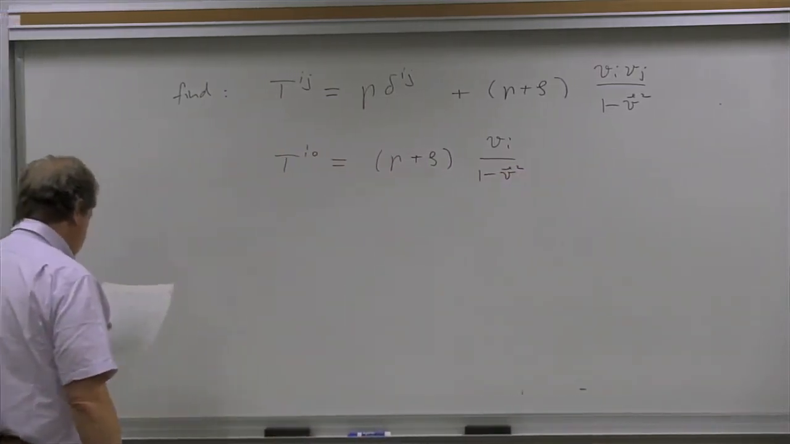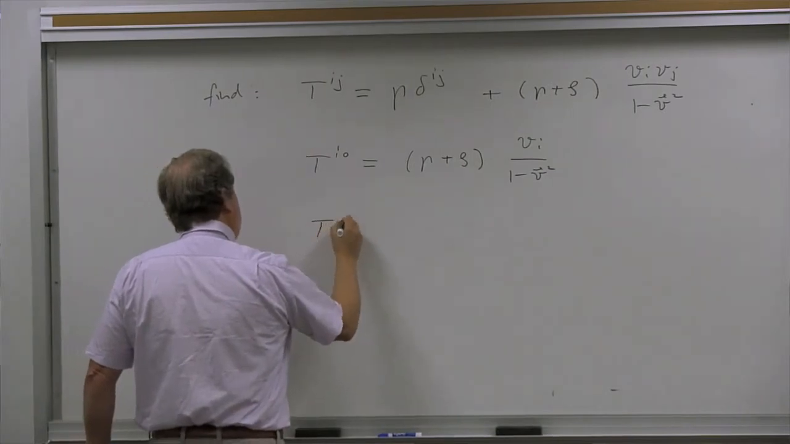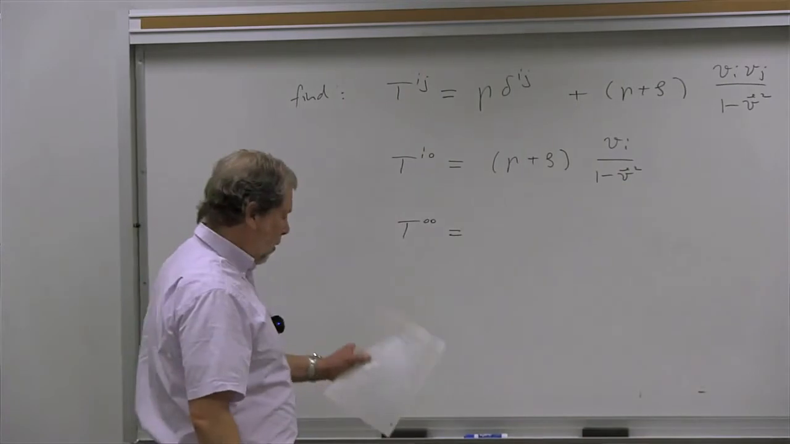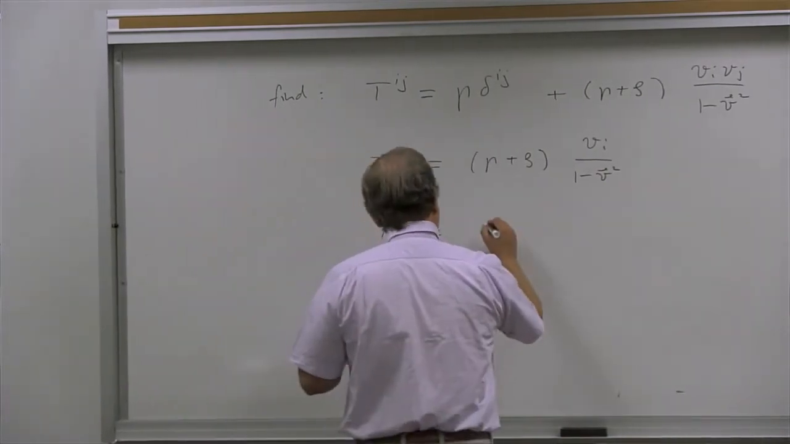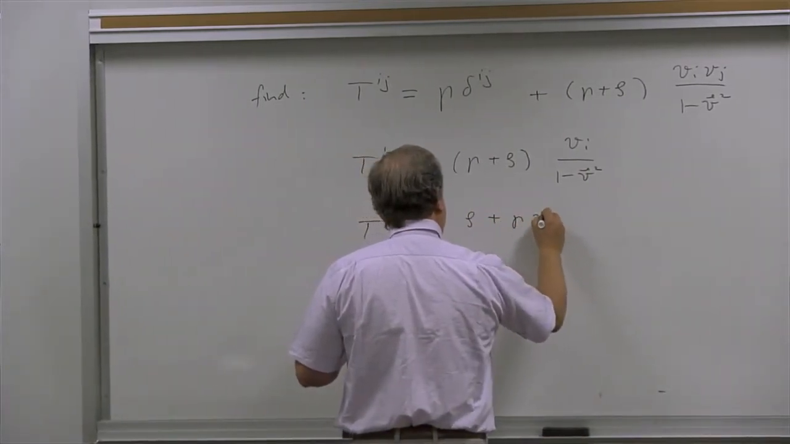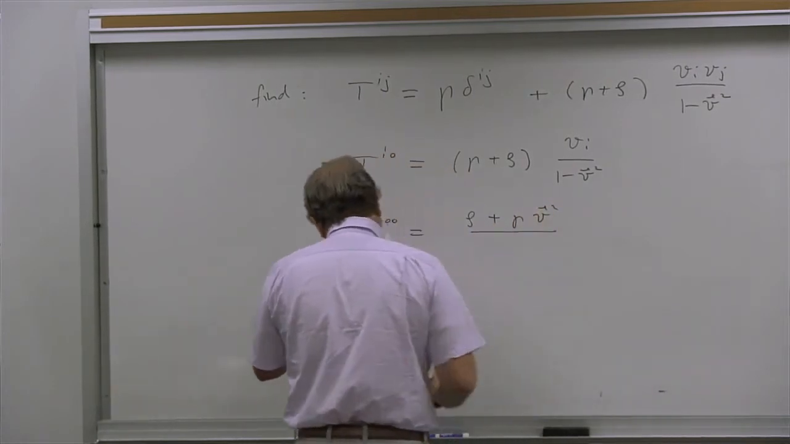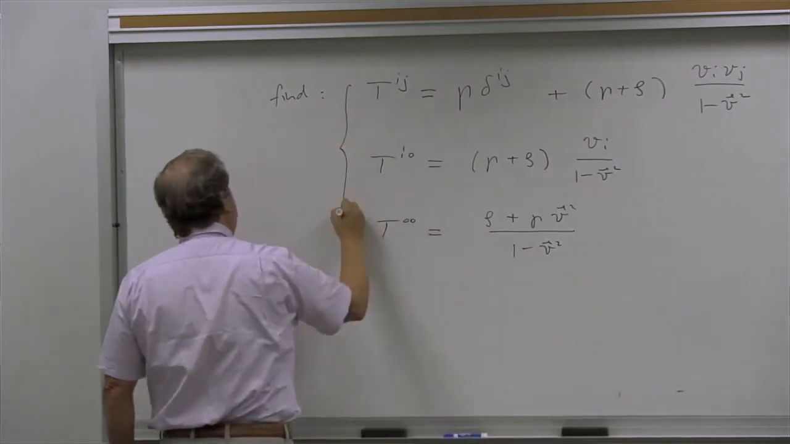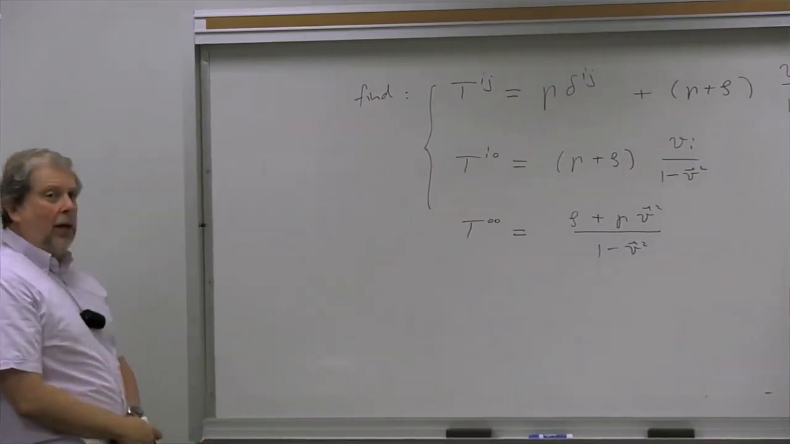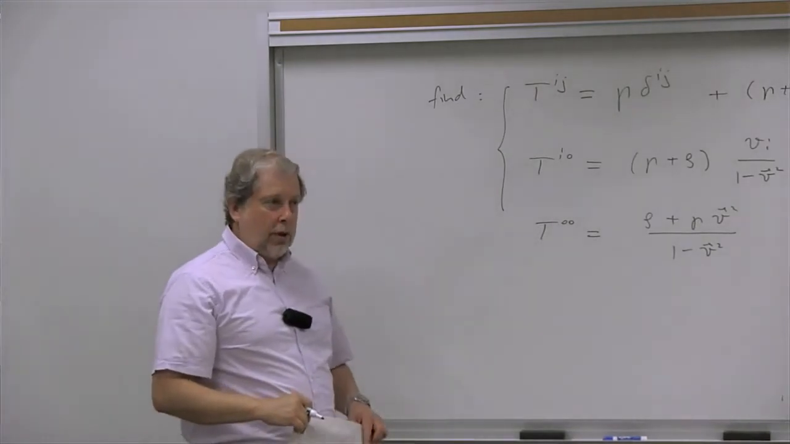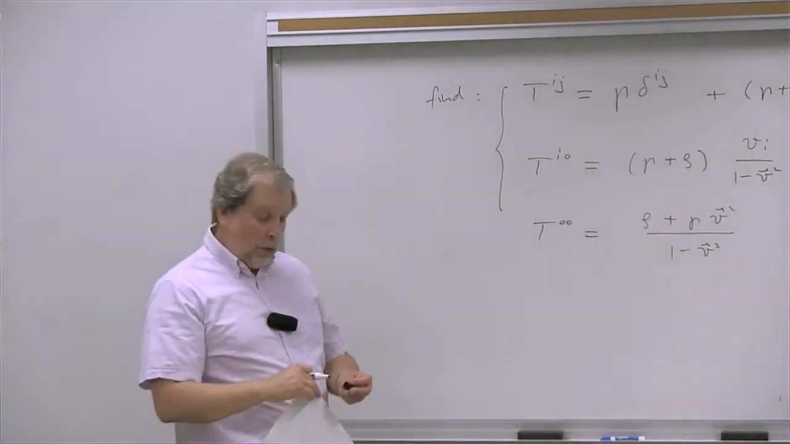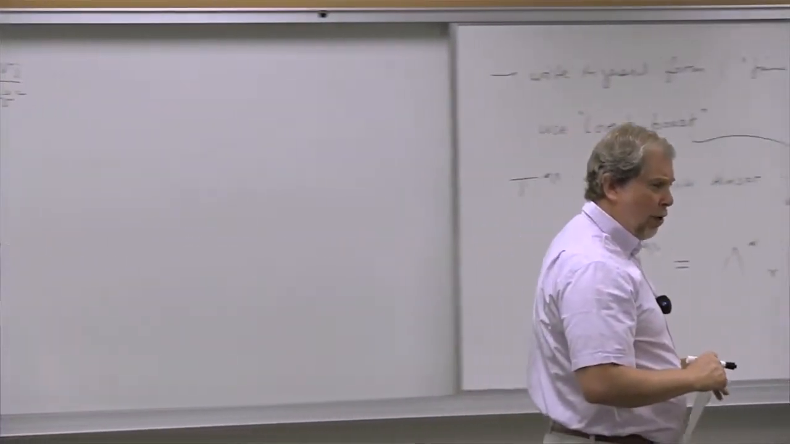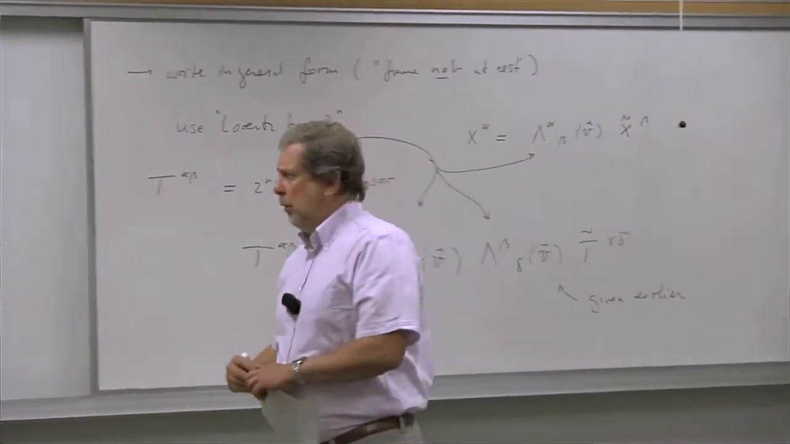Okay. And then we have also the T naught naught. So the T naught naught, that started out to be just rho. Again, now we have to do the matrix multiplication twice, and it becomes rho plus P times v squared divided by 1 minus v squared. Right. So that is what we get. And that, of course, looks ugly, right? Because what we would like to be able to do is to write it in a nicer form.